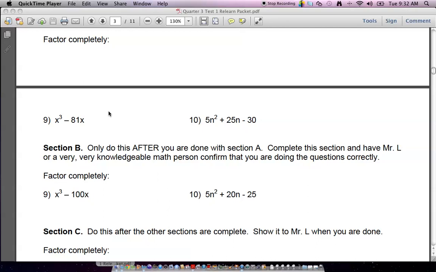Okay, so now we come up with the second part of the test. And here we see code words. As I think I mentioned to you in class more than once, factor completely. The word completely always means 2 steps.